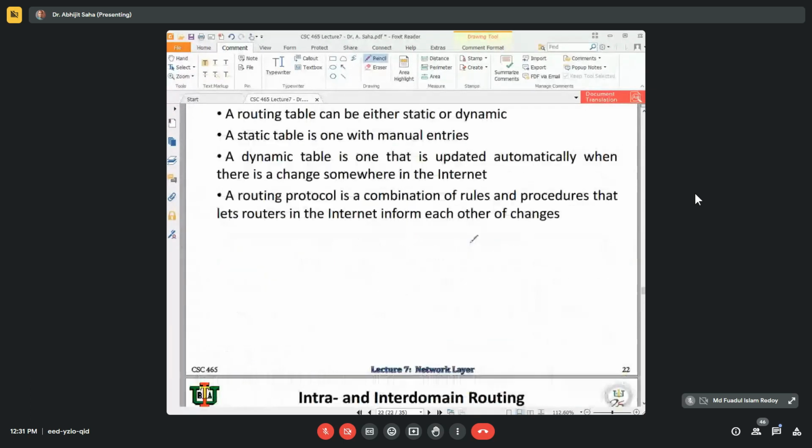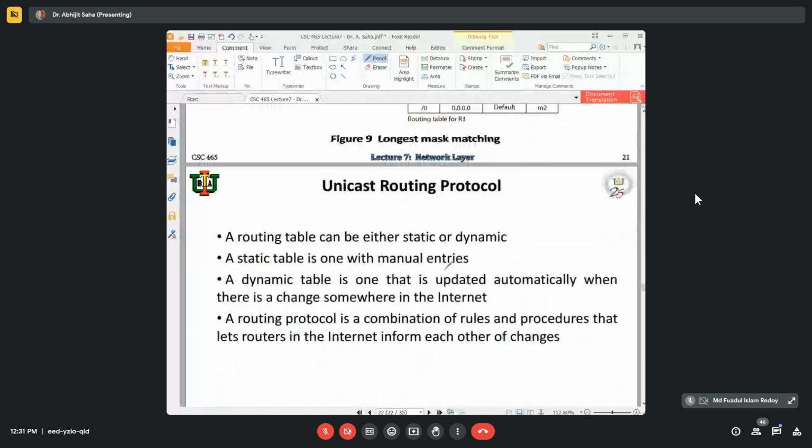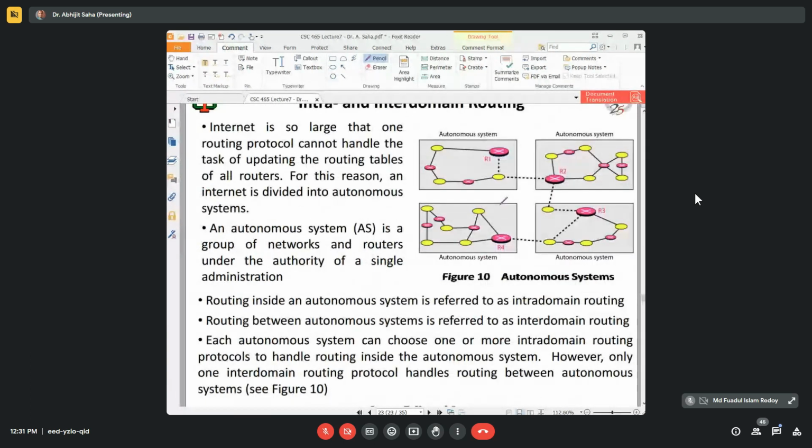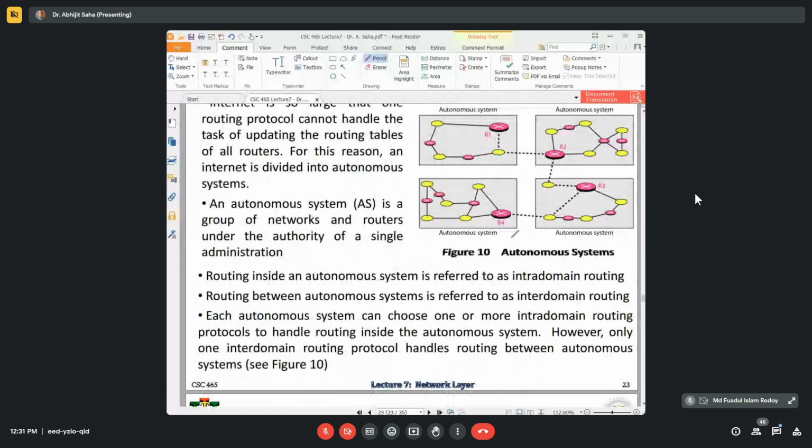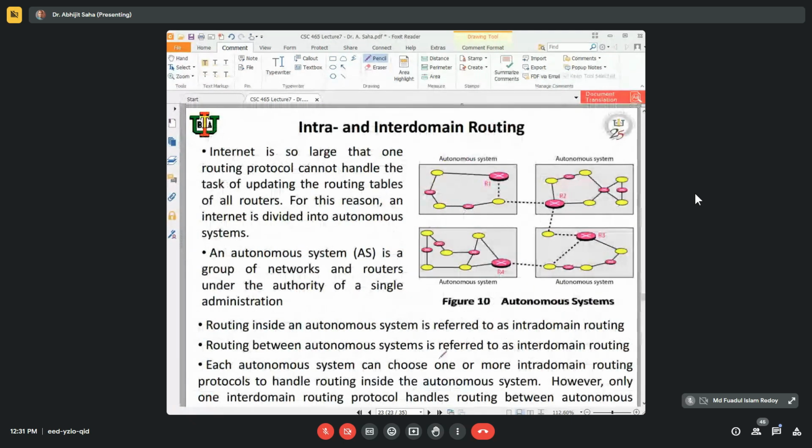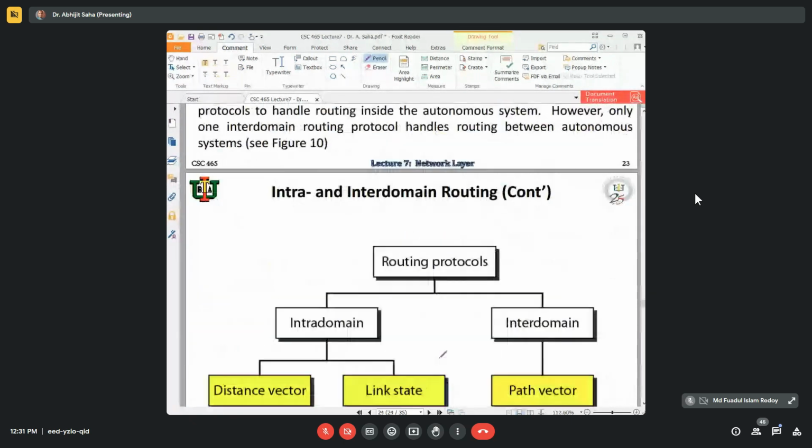Sir, in the last class, route discovery, RREQ, RREP, RERR were discussed. That means we were discussing interdomain routing in the last class, just the theoretical part. Yes, sir. Okay.